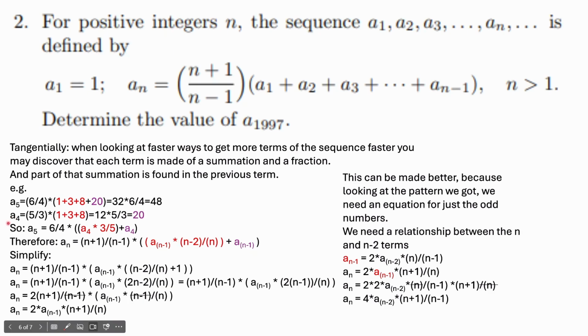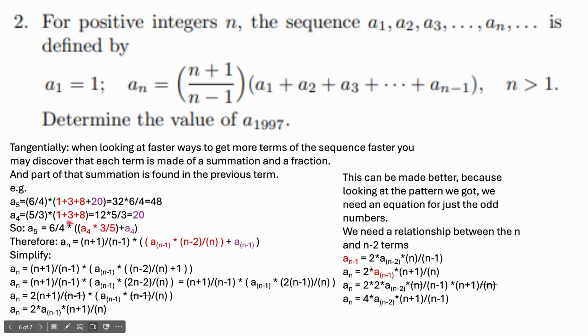And so if you look at the formula for a4, you can see a4 is equal to (n plus 1) over (n minus 1) multiplied by that sequence. And so you could find 1 plus 3 plus 8, or all the terms before a4, by simply dividing a4 by this fraction.